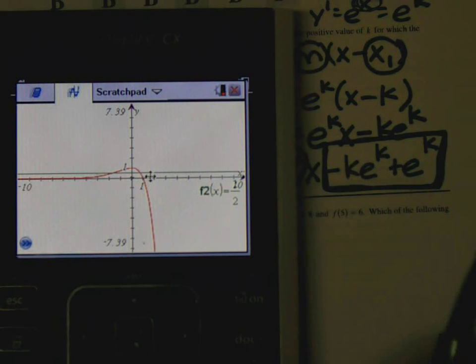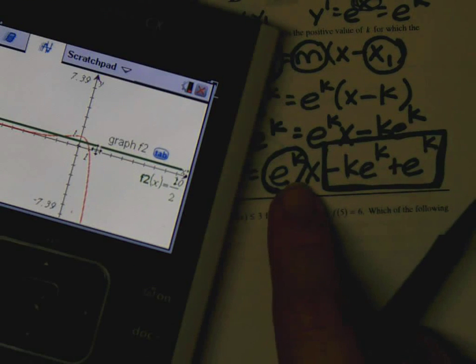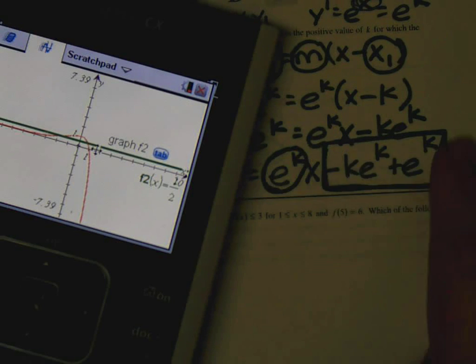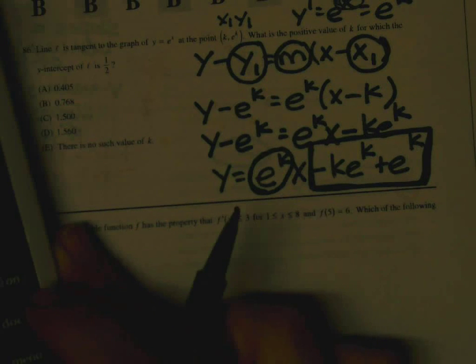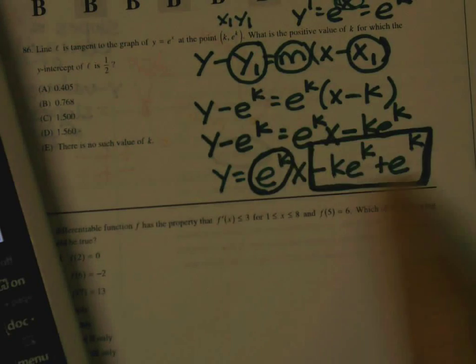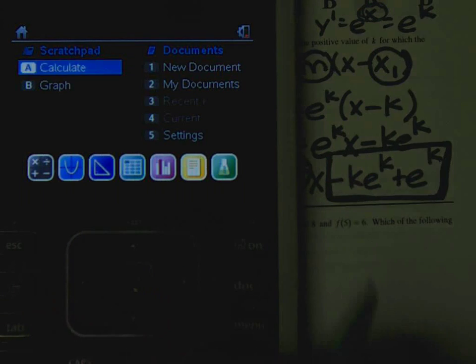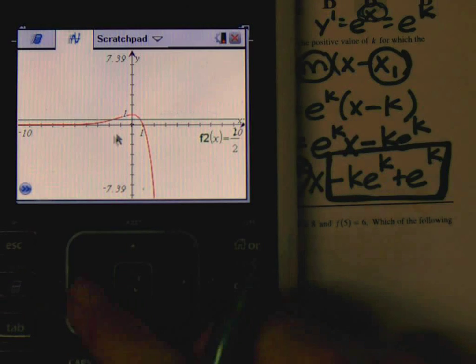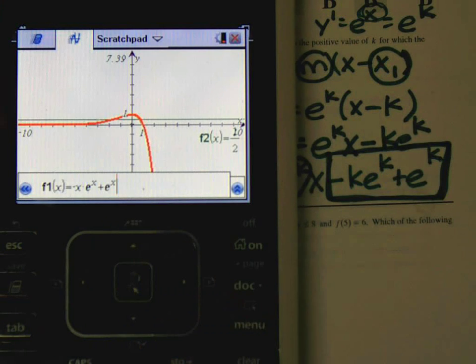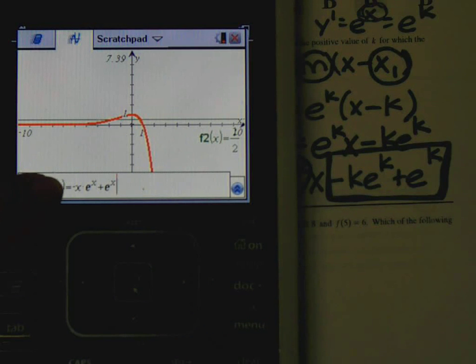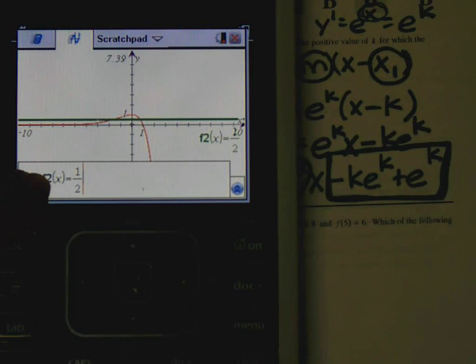Alright, number 87. A differentiable function f has the property that the derivative is less than or equal to 3 for all x's between 1 and 8. And f of 5 is 6, right? So they give us that f of 5 is 6. And they want to know which of the following could be true. Could f of 2 be 0? Could f of 6 be negative 2? Could f of 7 be 13?